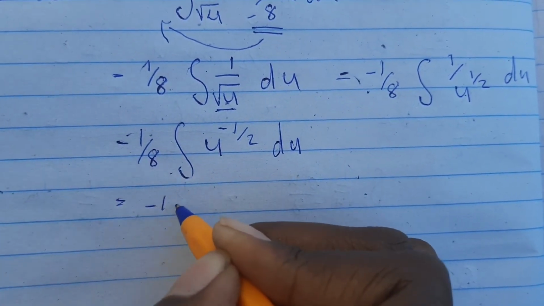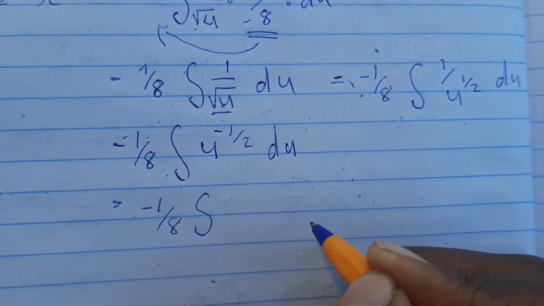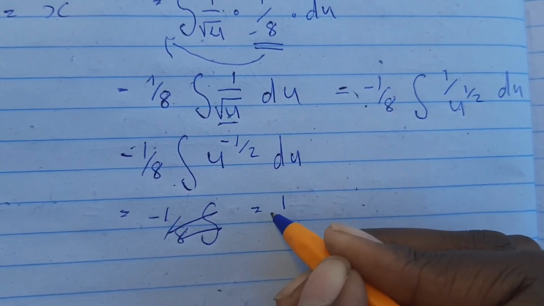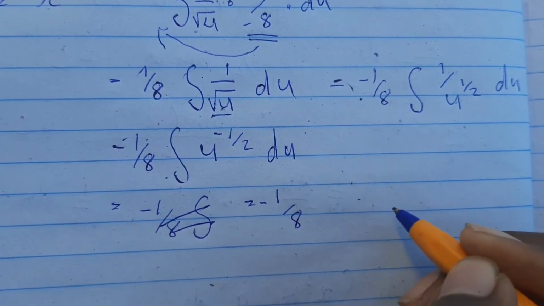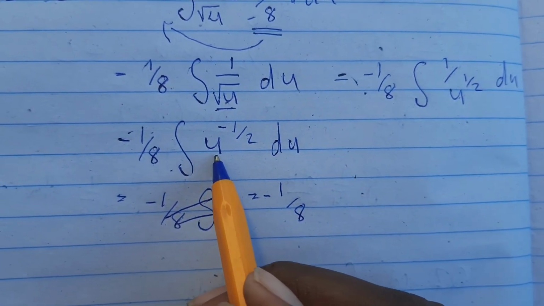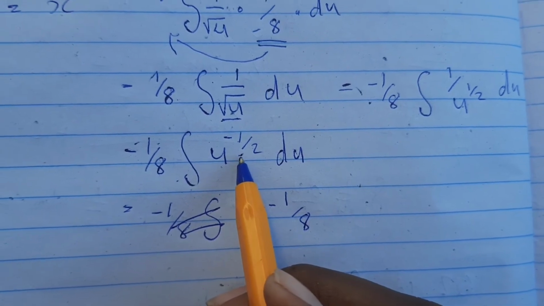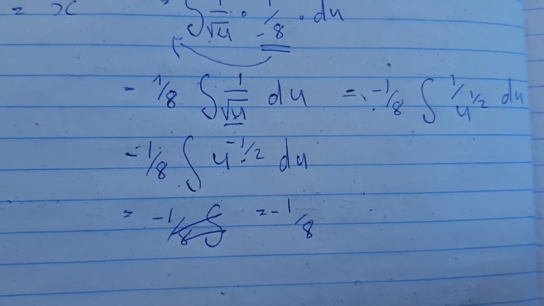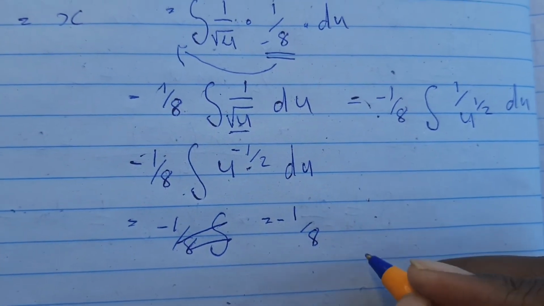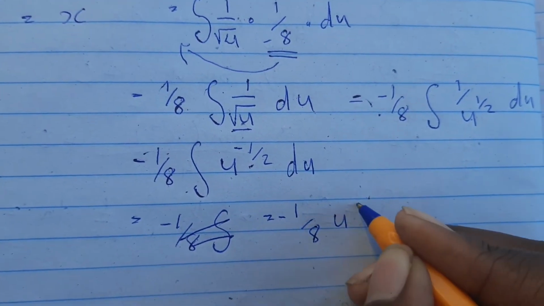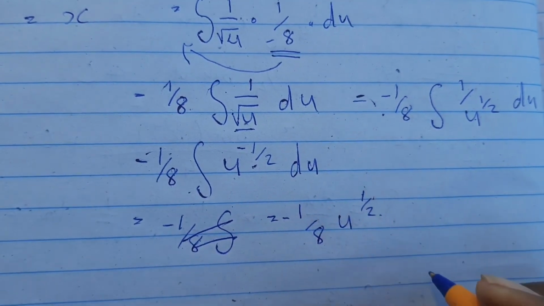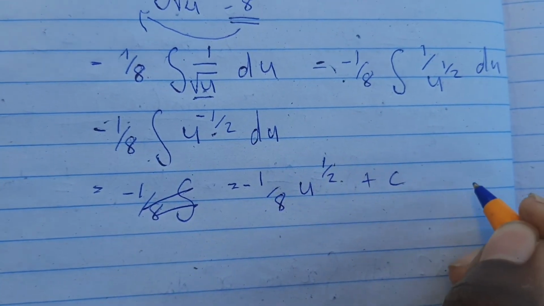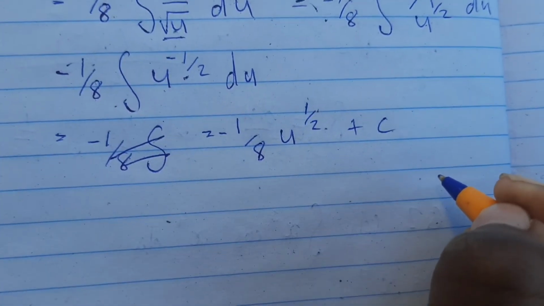Okay, so negative 1 over 8. So to integrate this, what we're going to do is first, we're going to add a 1. So the thing is that negative half plus 1 is positive half. So u to the 1 over 2, right? This is the integrated version, plus c, because we have an indefinite integral.